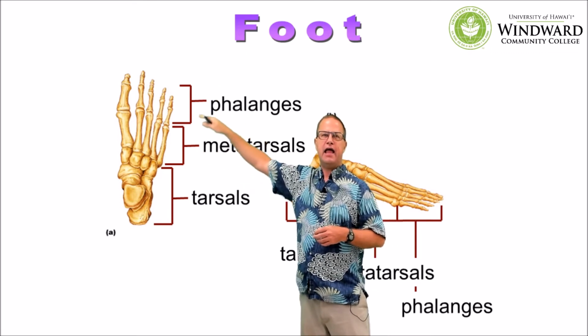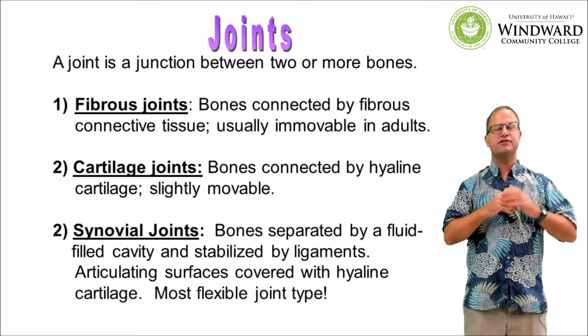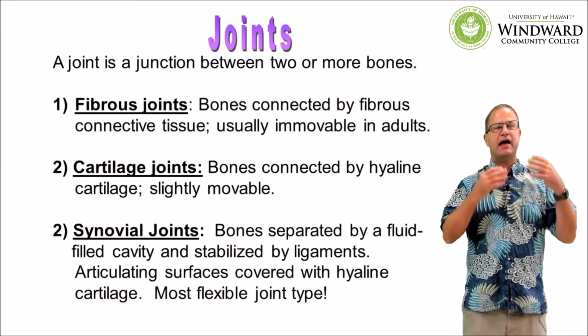And just like the hand, the digits here are called the phalanges. Okay, now we're going to switch gears and talk about joints. A joint is anywhere where 2 bones meet together. So we have 3 different types of joints.